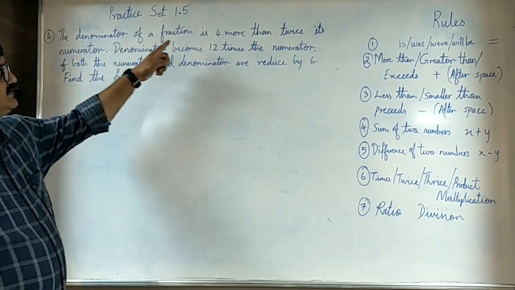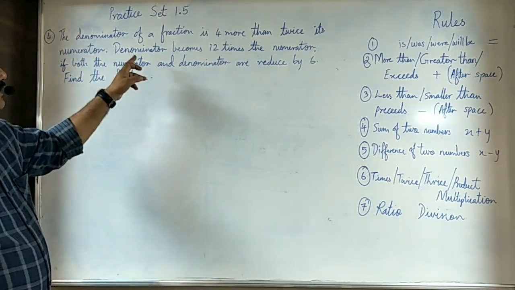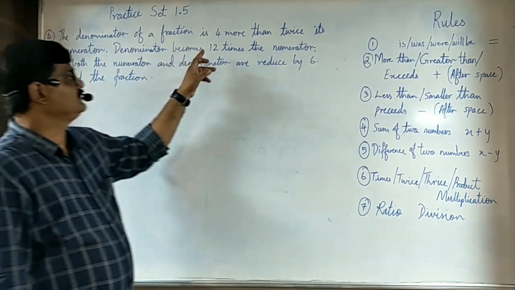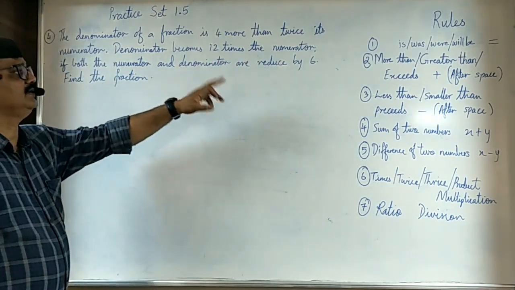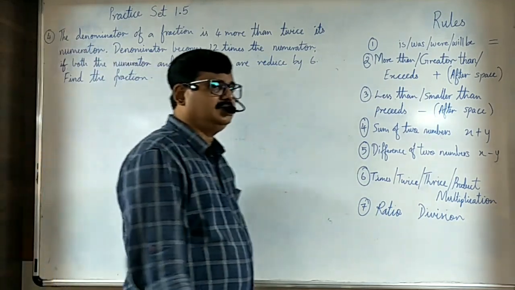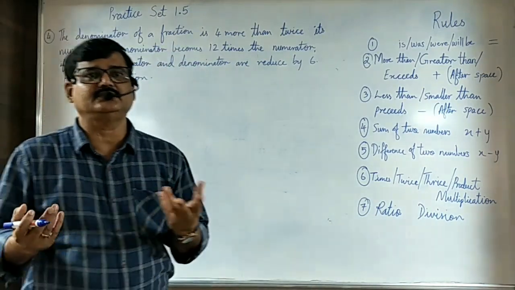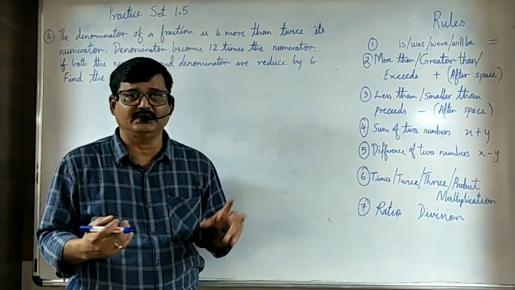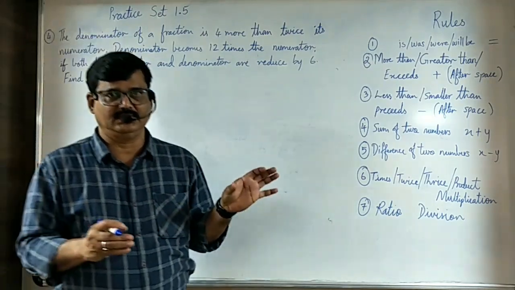The denominator of a fraction is 4 more than twice its numerator. The denominator becomes 12 times the numerator if both the numerator and the denominator are reduced by 6. Find the fraction. Now find the fraction means what? Here they told us to find the fraction, which is considered like one thing, but I told you in the last sum also that you always have two things to be found.